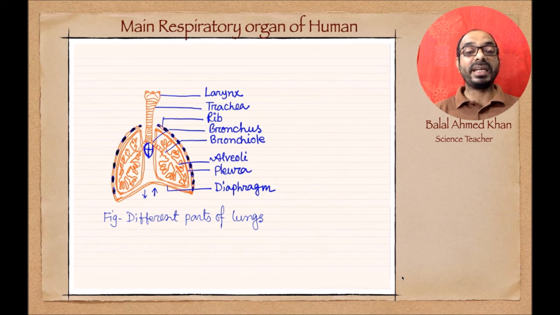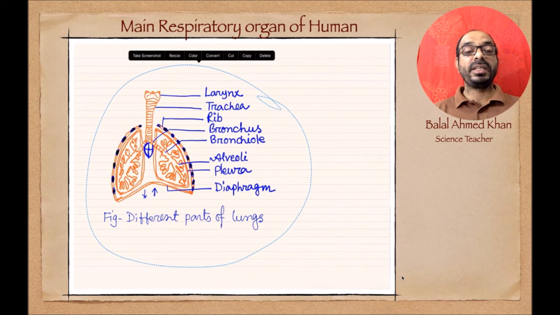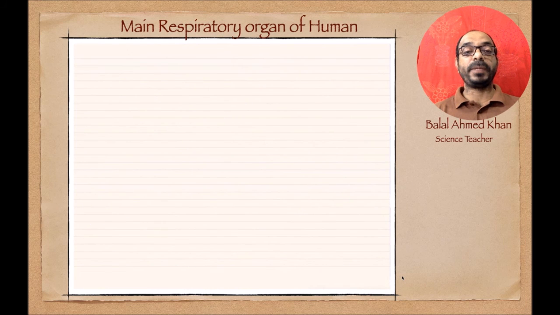During inhalation, the volume of the thoracic cavity increases. During exhalation, the volume of the thoracic cavity decreases. In this way, respiration occurs.